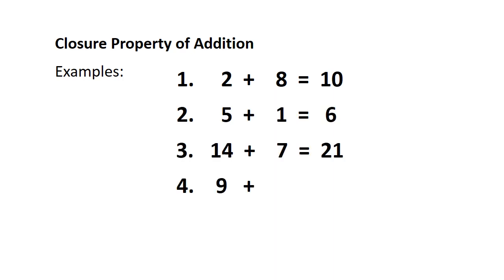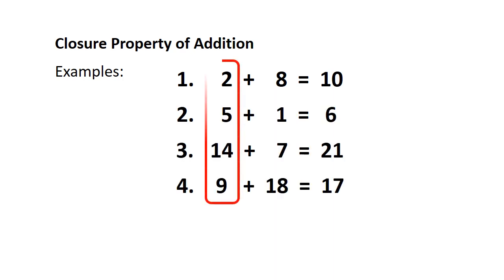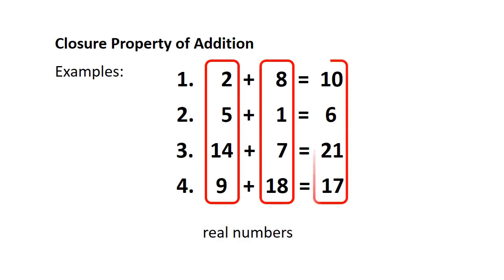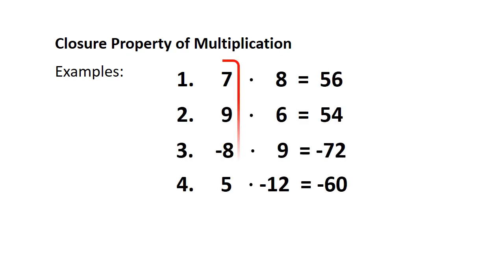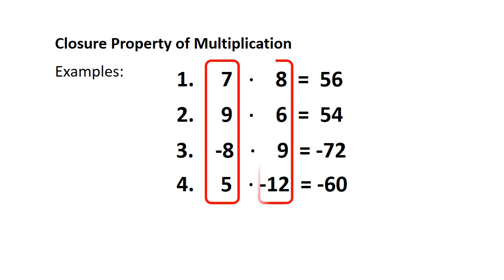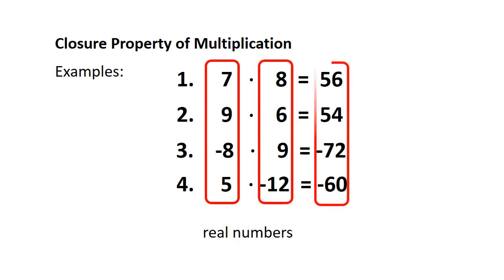Let us have more examples showing closure property of addition. If you look at the given examples, the addends are all real numbers, and their sums are also real numbers. Look at these given examples showing the closure property of multiplication. The factors are real numbers, and the products are real numbers also.